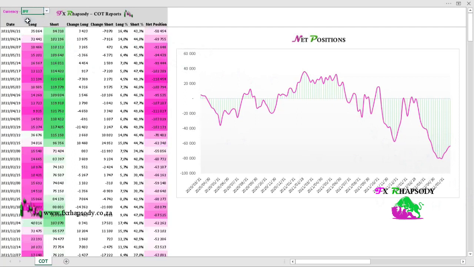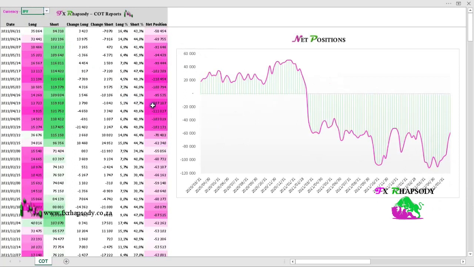We're looking at the Japanese yen. Japanese yen, very similar. Okay, so we have got longs being opened in the market and a lot of shorts being closed. So that price is being pushed right up.